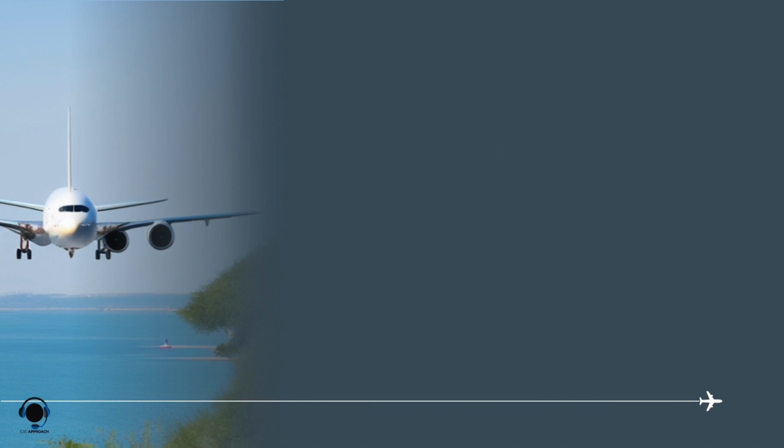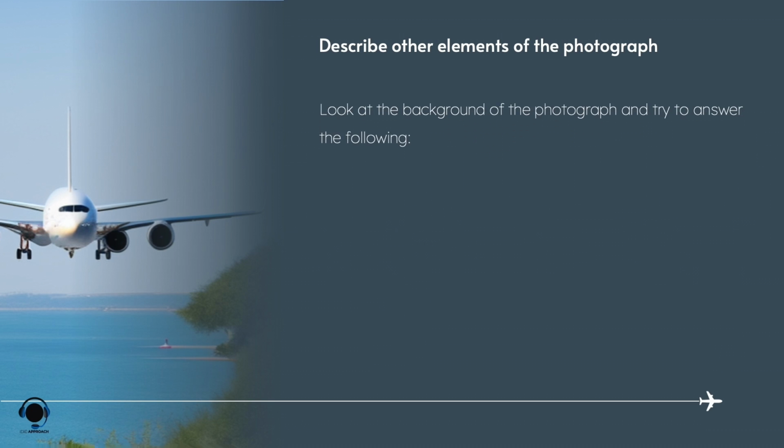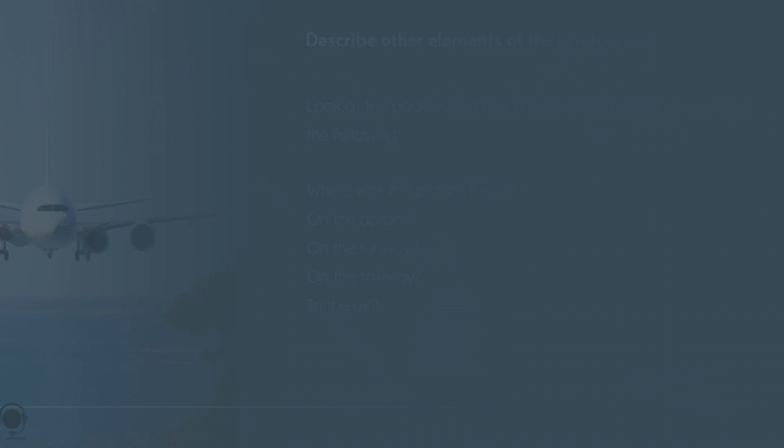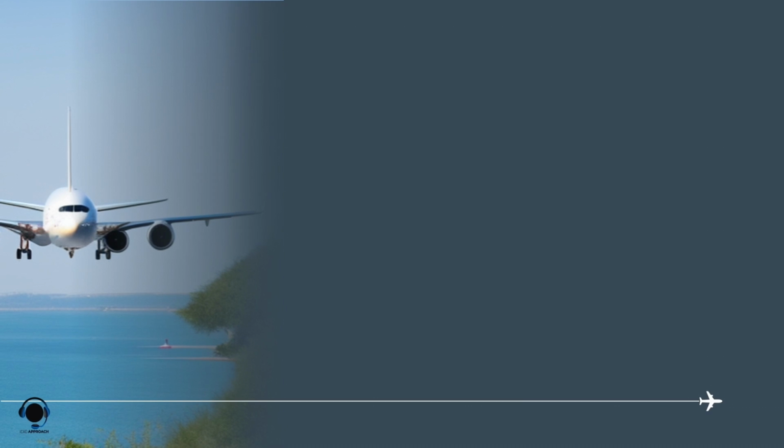Now, after the weather, describe the other elements of the picture. Look at the background of the photograph and try to answer the following. Where was the picture taken? Was it taken on the apron? Maybe it was taken up in the air. It's important that you work on your vocabulary too, so here you have some examples.